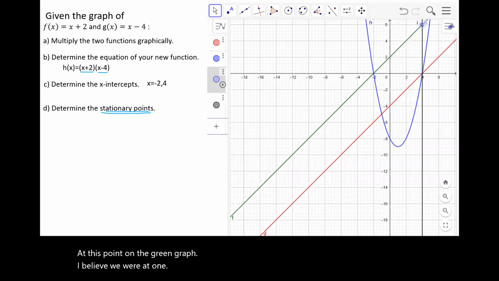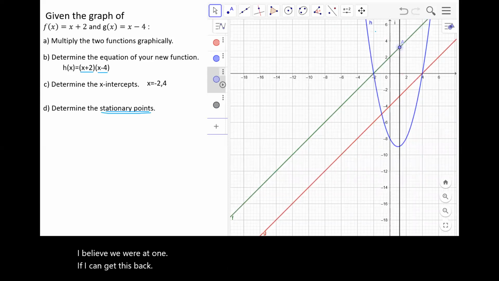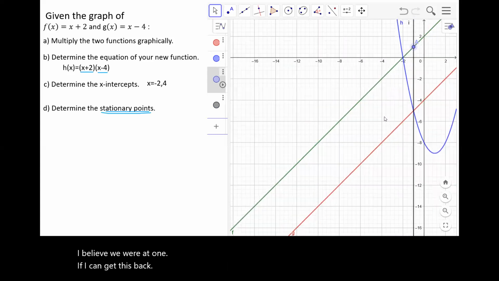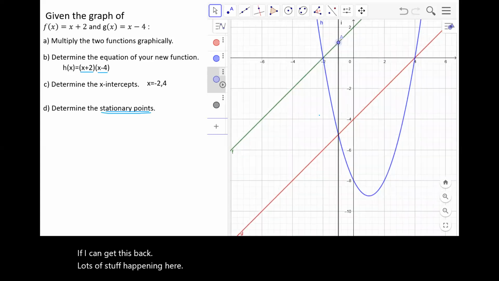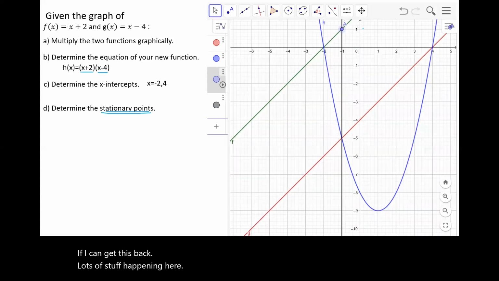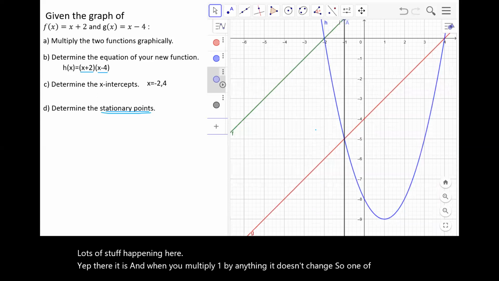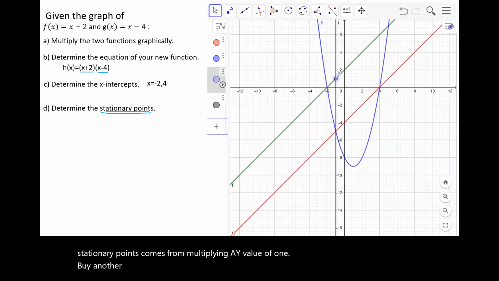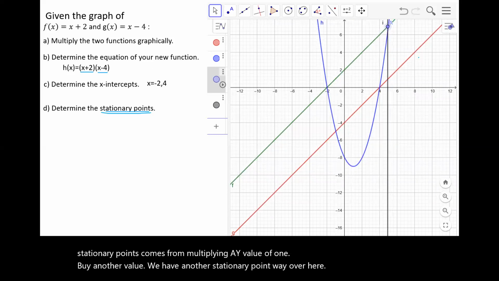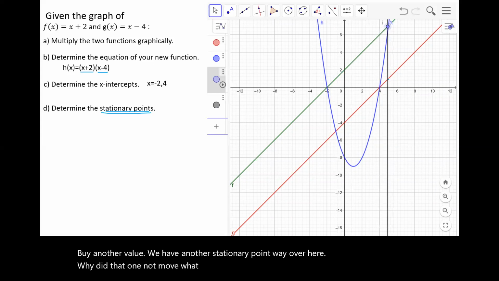Let's see if I can get this back. Okay, lots of stuff happening here. Yep, there it is. And when you multiply 1 by anything, it doesn't change. So one of the stationary points comes from multiplying a y value of 1 by another value. We have another stationary point way over here. Why did that one not move? What do you think the y value is right there?